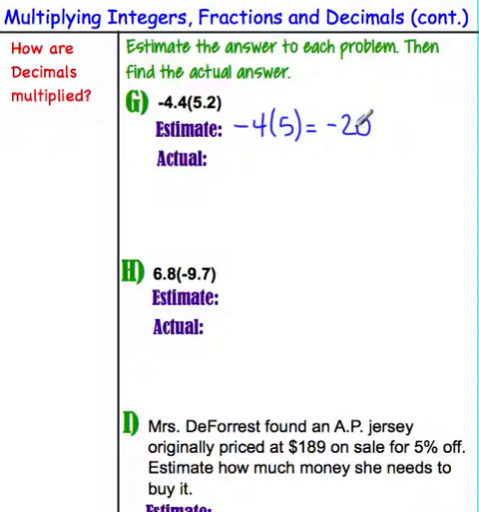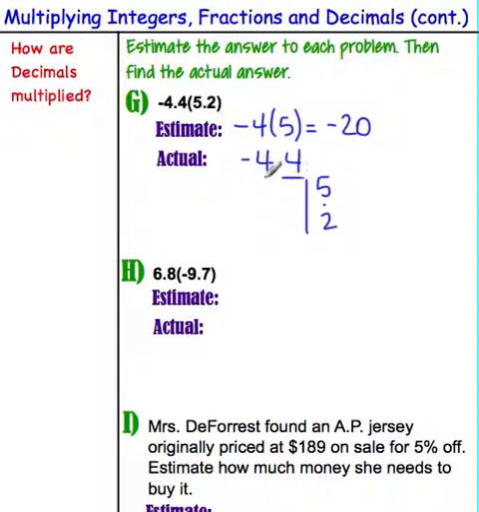So now we're going to multiply actually. I like to use the lattice method. Many of you have probably already learned the lattice method, but just in case you haven't, we're going to go back through it. So we have negative 4.4. I apologize, my computer's on a delay here. So negative 4.4, and we have 5.2, and we're going to put that down the side here.